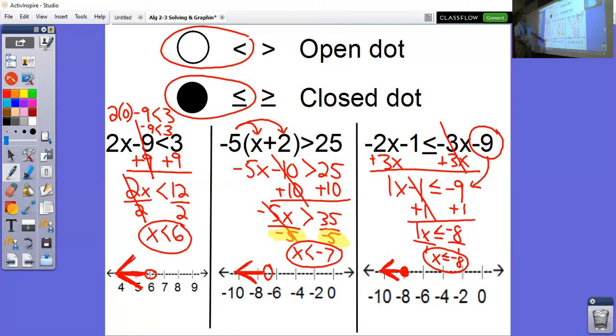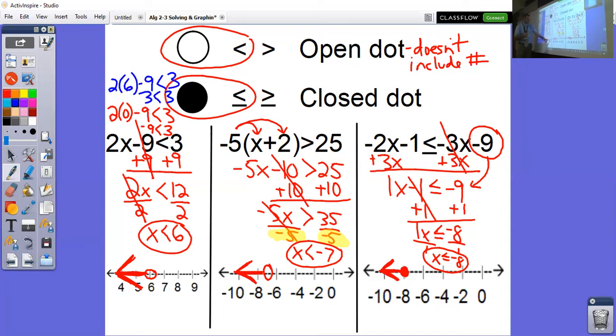However, the open dot does not include the number, right? So 6 will not check in this equation. If we sub in a 6, we're going to have 2 times 6 minus 9 is less than 3. 2 times 6 is 12. 12 minus 9 is 3. We would get an answer of 3 is less than 3. Is 3 less than 3? No, it's not. It's equal to 3, but it's not less than 3. So this open dot does not include that number.